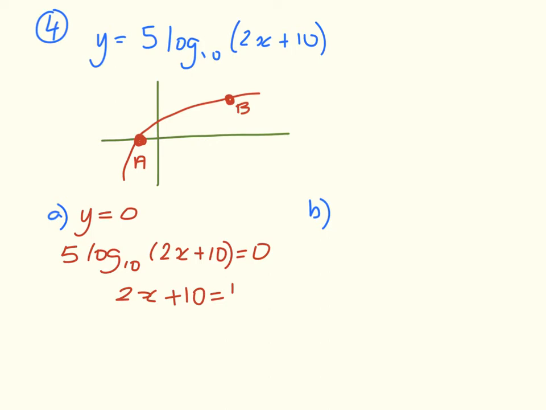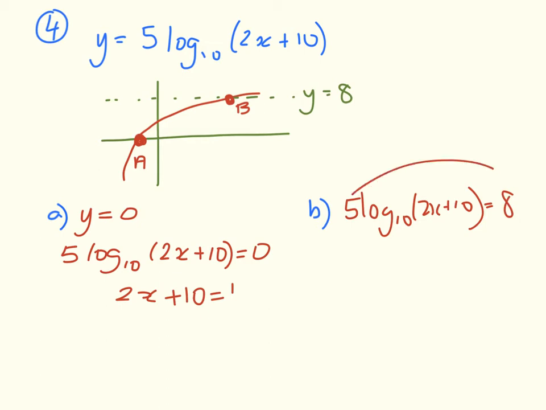Easy. Part B, you have a line which goes along the top here at y equals 8. So curve, line, intersect. This time you're trying to find when 5 log to the base 10 of 2x plus 10 is equal to 8. First thing to do is take the 5 over to that side. Then get rid of the logs. They end up again 2x plus 10 equals, and it'll be 10 to the power something. You can work out that something and then you can solve it to work out what x is.